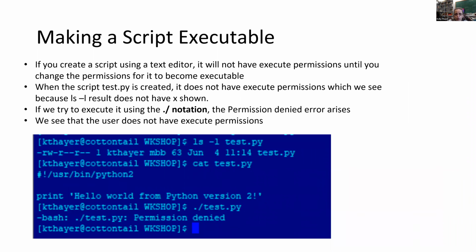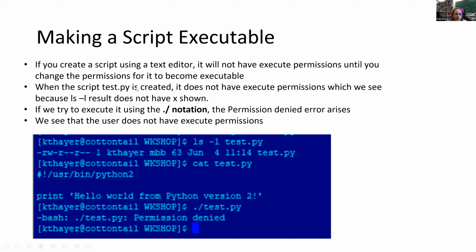So that brings us to making a script executable. If you create a script using the text editor, by default, it's not going to have execute permissions until you change the permissions for it to become executable. A way around that is if you copy another script, it's generally going to take the attributes that it has already in the copy. But if you just use Emacs and give the name of a new script, it's going to just assume that it's just a plain text file and it's not going to be executable.